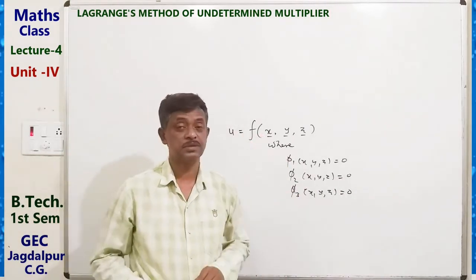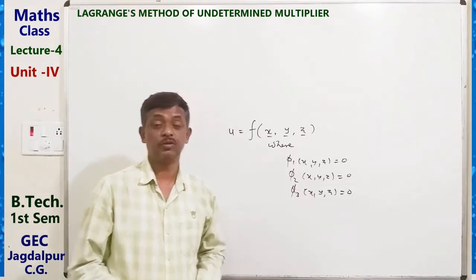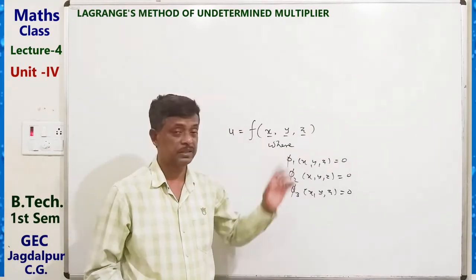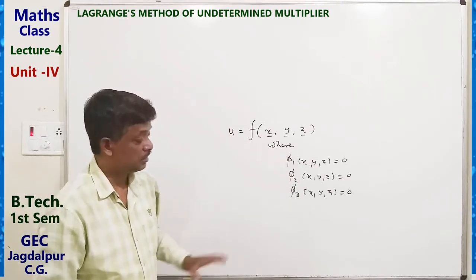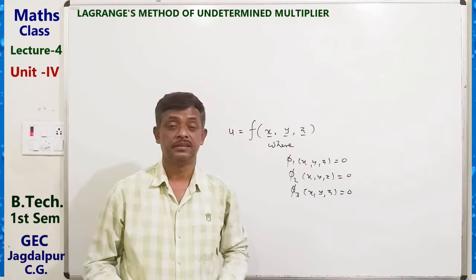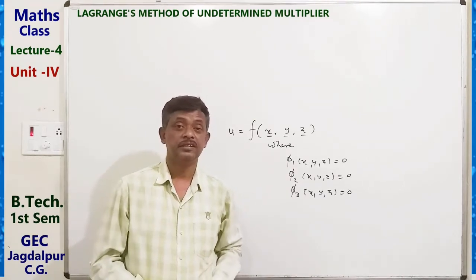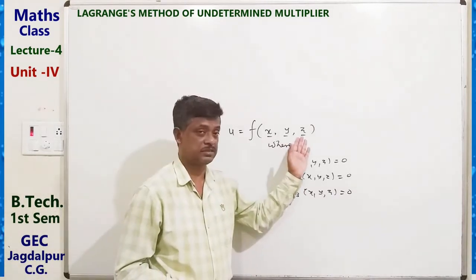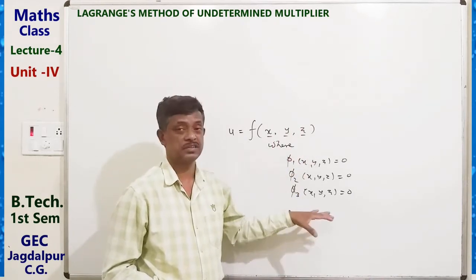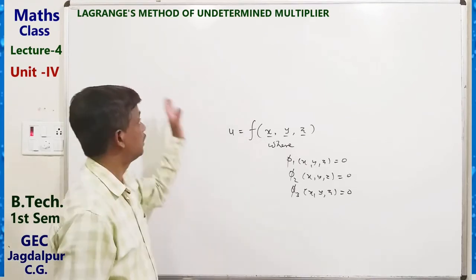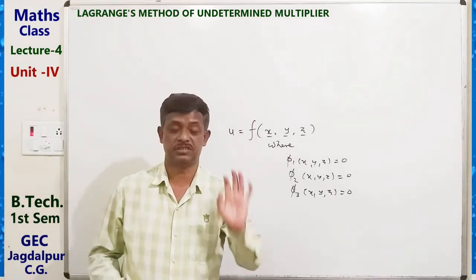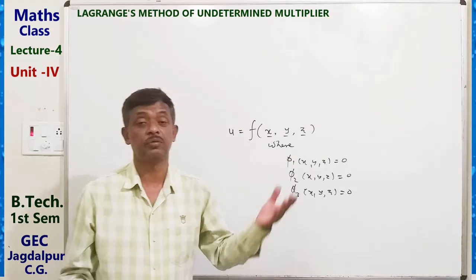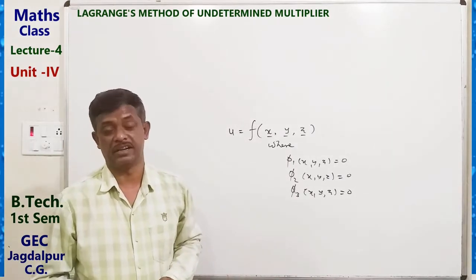So this method is especially for finding the stationary points, the points at which the function is maximum or minimum. In this method there is a drawback: we cannot determine the nature of the stationary point. We can find a stationary point by using this method whenever the variables are connected by some given relation. But whether at that point the function is maximum or minimum cannot be found by this method.